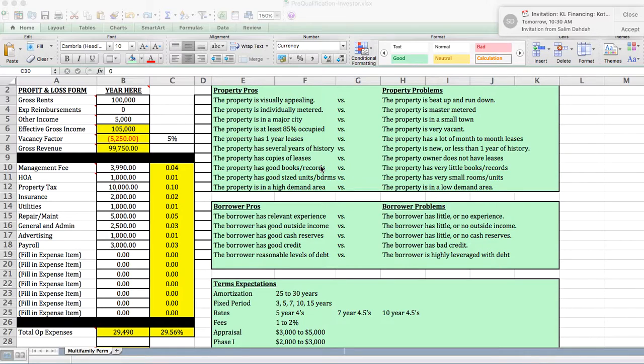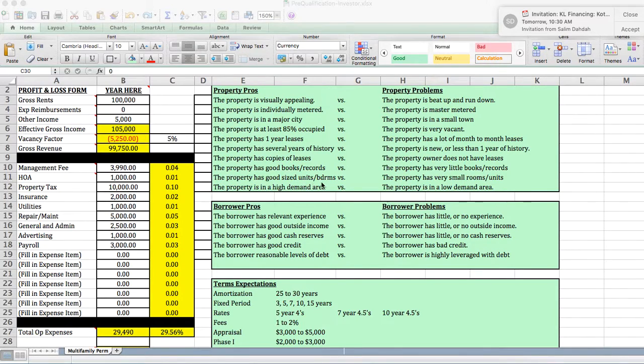Could be a huge issue in getting a property. The property has good books and records versus not. Do they have good P&Ls with the detail? Has it been done in QuickBooks or something of the like, or is it just chicken scratch? Is somebody just throwing some stuff together? It's always helpful to have actual tax returns, because now you know that they've actually filed them with the IRS, so it solidifies it more.